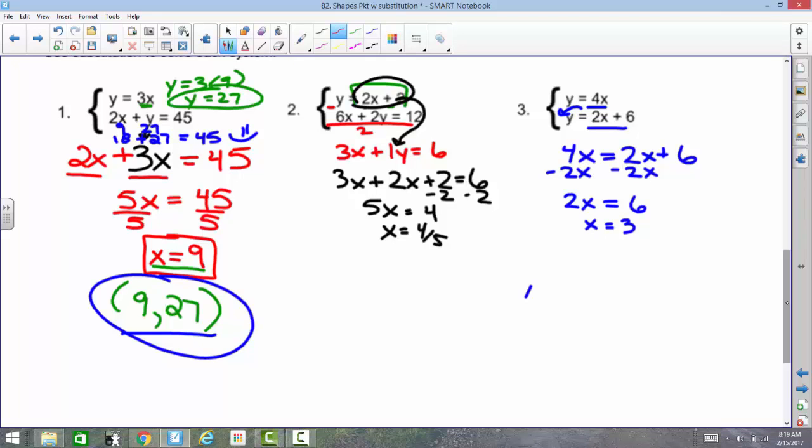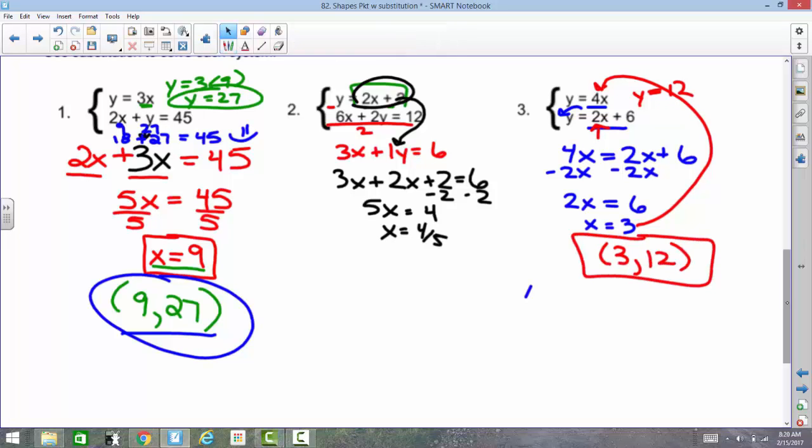Then you're going to go back and plug it into either one. If you plug it into there, you get 12. You can test and plug it into here. You also get 12. So that's how you know the ordered pair solution is 3, 12. All right, flip your page over.